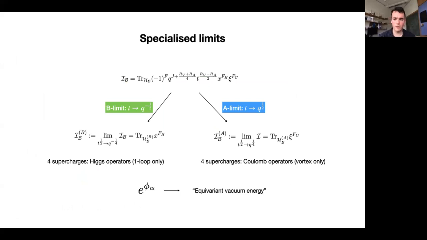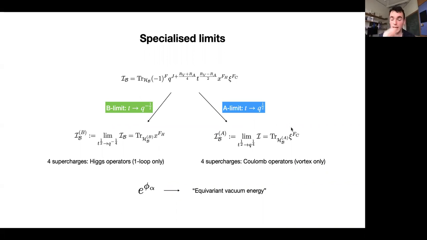Okay, so now I want to talk about Verma characters. These arise in two specialized limits of the half index. We call these limits the B limit and the A limit, and these limits restore N equals 4 supersymmetry. In the B limit, you have an extra supercharge that means that the index receives contributions only from Higgs branch operators, and consequently only one loop contributions survive in this limit. So in the B limit, you're just tracing over boundary Higgs operators.